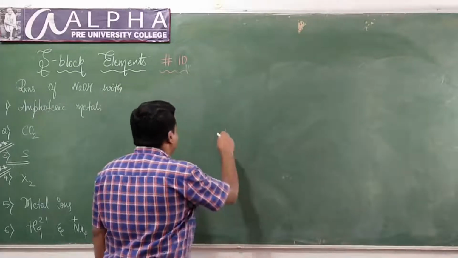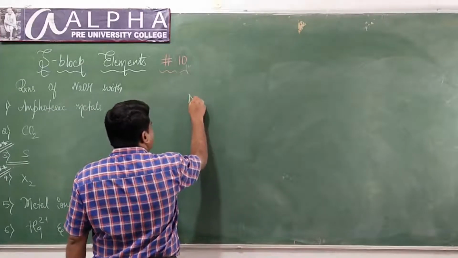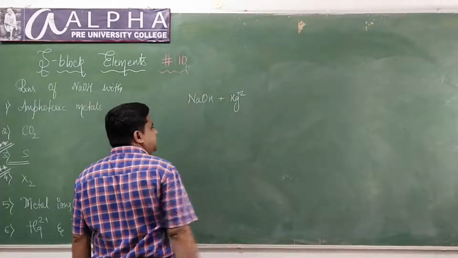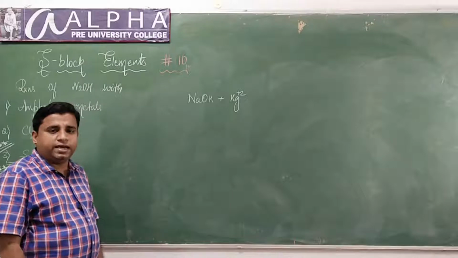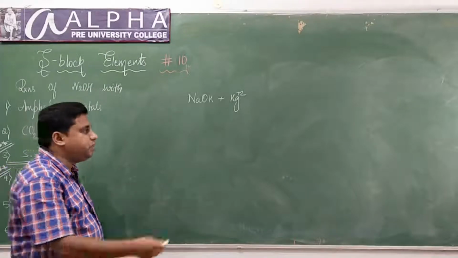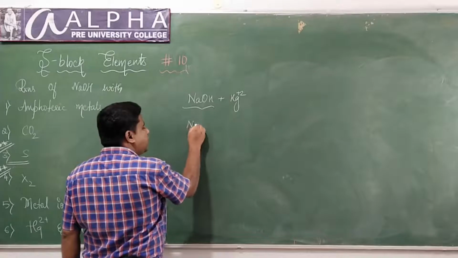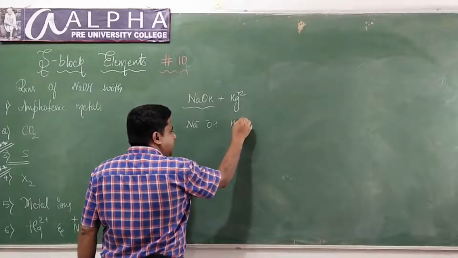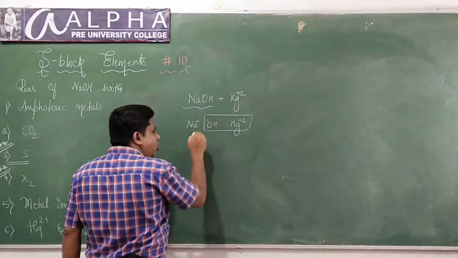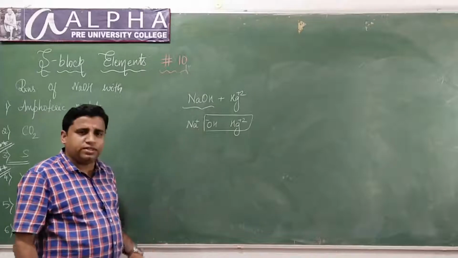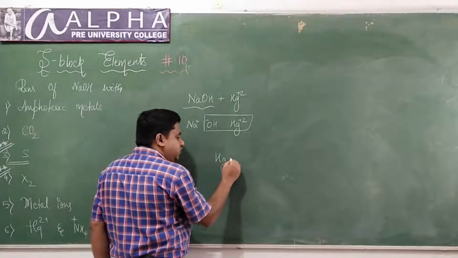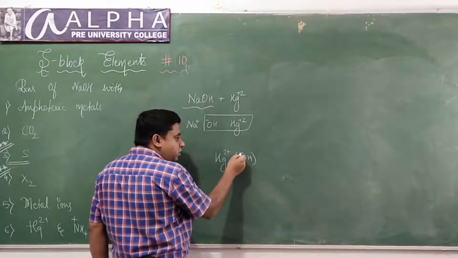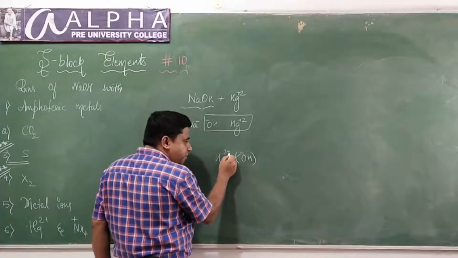Observe here. What happens when sodium hydroxide reacts with mercuric ion, Hg2+? Very simple. Sodium hydroxide contains Na+ ions and OH- ions. The cation will react with this anion. So we have Hg2+ and OH-. Just interchange the charge: minus 1 charge here and plus 2 charge here.